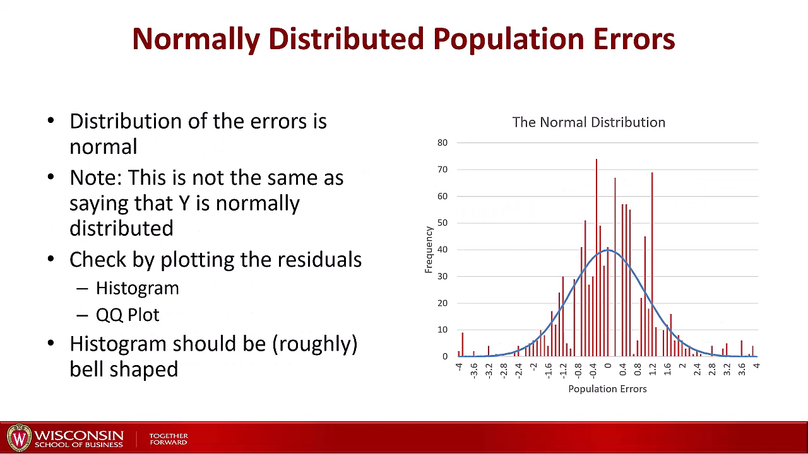The third assumption is the normality assumption. It says that the distribution of the errors should be normal or Gaussian. Note that this is not the same as saying that y follows a normal distribution. Here we are just talking about the errors. We can check this assumption by plotting the sample residuals. If we put them on a histogram, we can look at whether the histogram is roughly bell-shaped. We can also use another tool for that called the QQ plot.